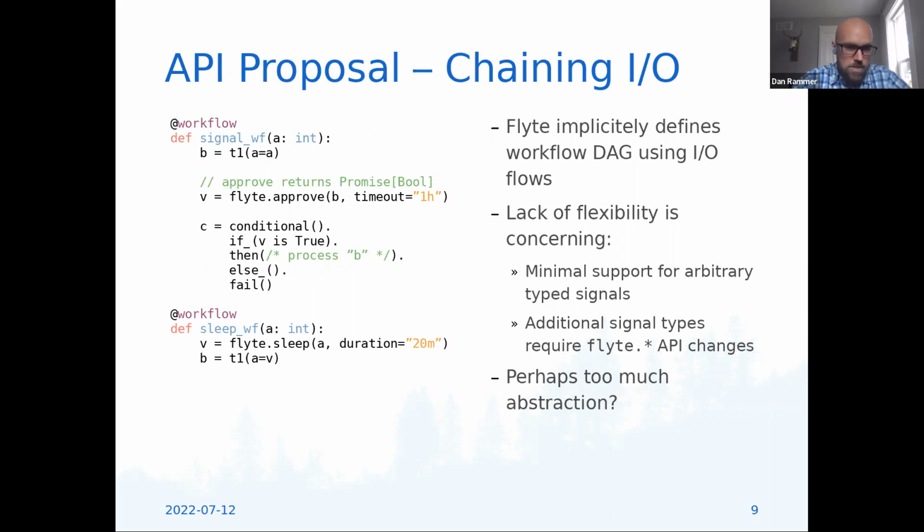Similarly with the sleep call on that sleep workflow at the bottom, we could have something where you sleep and pass it a value to say, don't make this value available until we've slept on it. And then we have a T1 call that is over the result of that sleep call. And there's a little bit of concern with this as well. Is there a lack of flexibility here? How do we integrate support for arbitrary type signals?